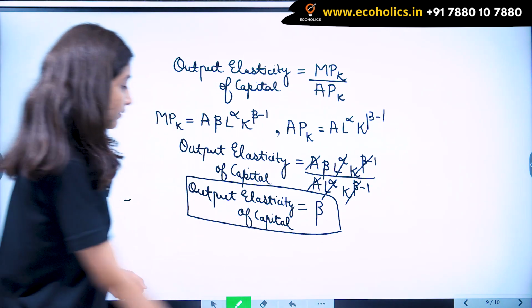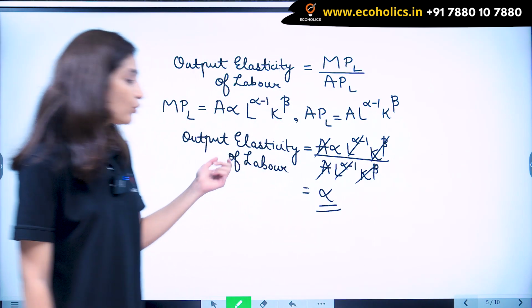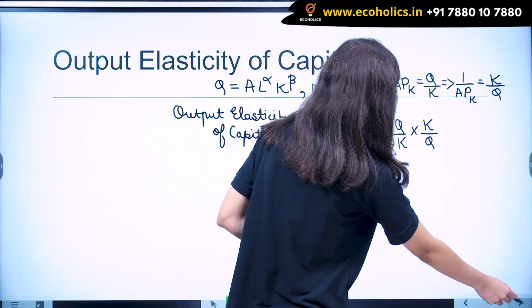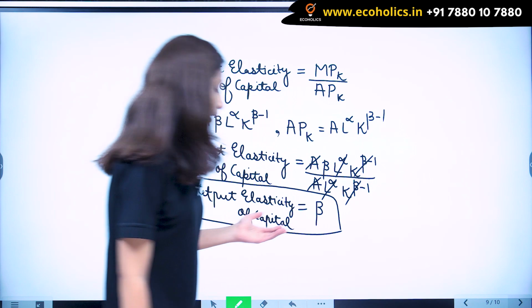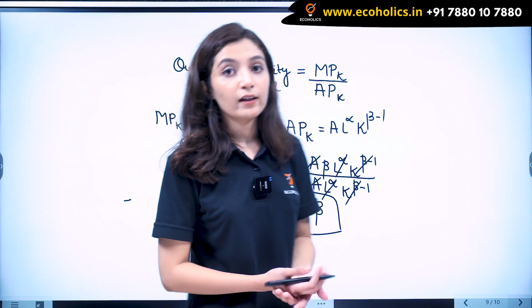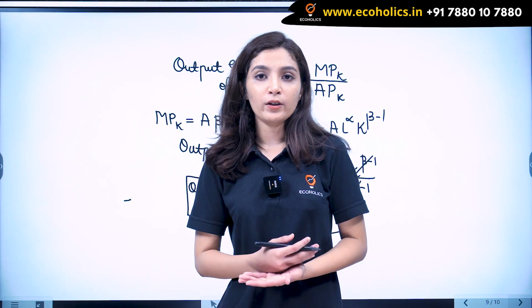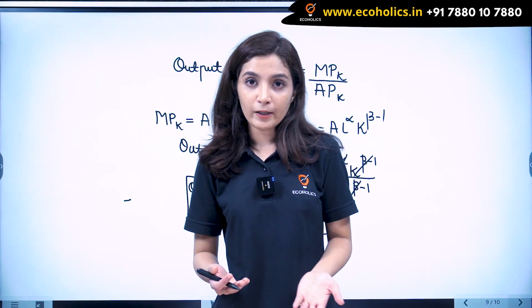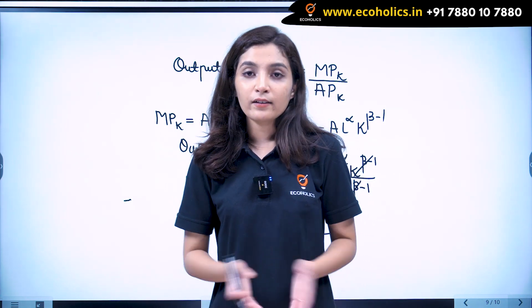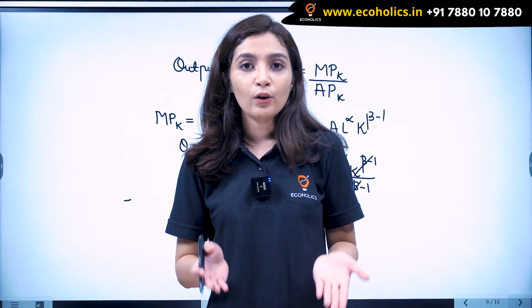So what we have seen is our output elasticity of labor is alpha, and our output elasticity of capital is equal to beta. So in case of the Cobb-Douglas production function, our output elasticity of labor is alpha and output elasticity of capital is beta. Alpha and beta are the exponents of labor and capital. So we see that in case of the Cobb-Douglas production function, our output elasticities of factors are constant.